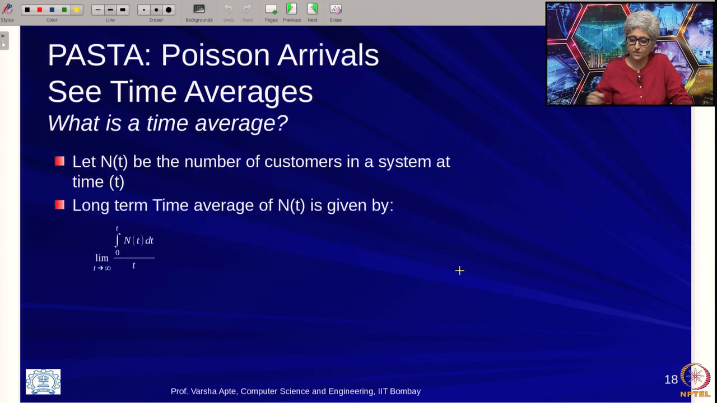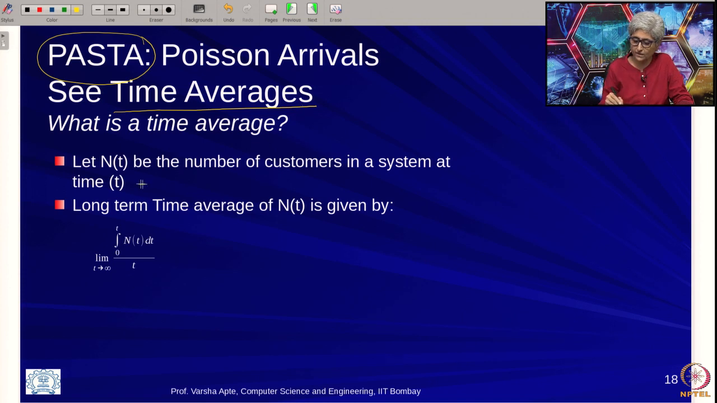So the first one is Poisson arrivals see time averages, and it has a very nice short form called PASTA. This is a very interesting property. This is why Poisson arrivals are important, because if we can assume Poisson arrivals, then there are a lot of nice properties. First of all, there is a phrase here called time average. So let me explain what a time average is.